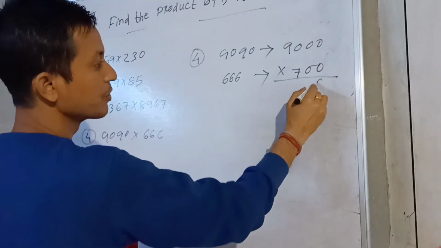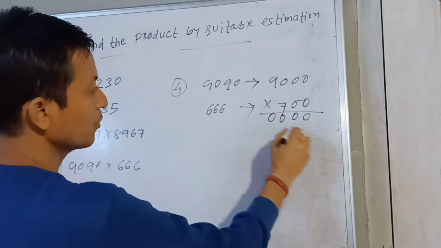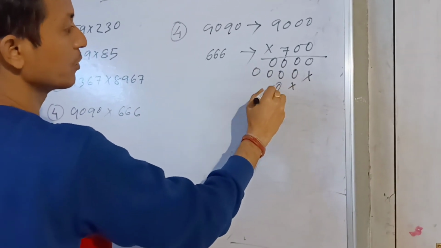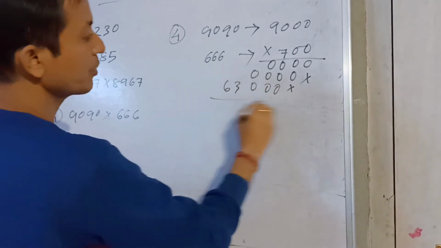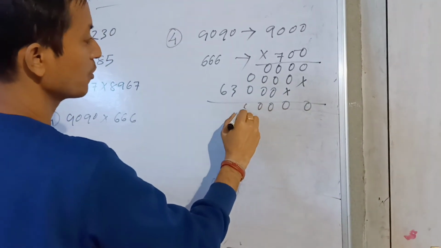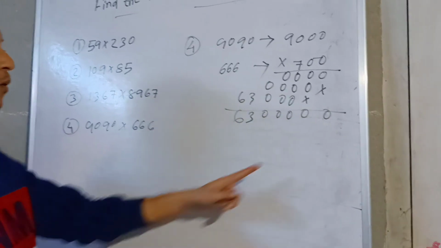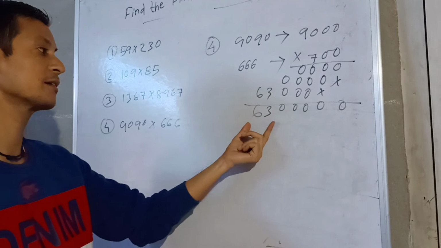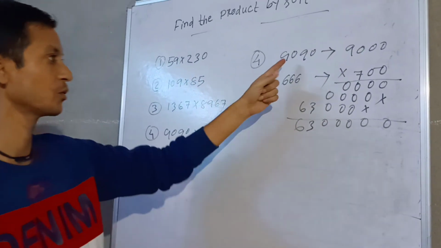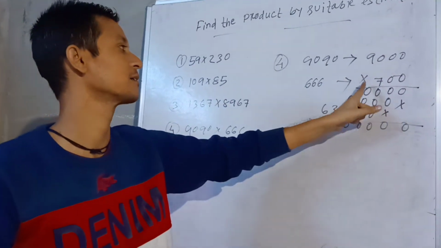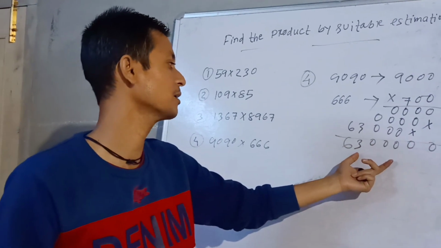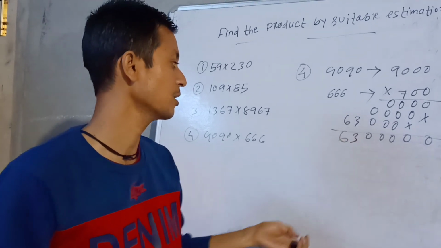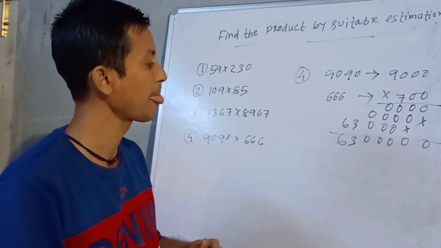So here 0, 0, 0, 0, here also 0, 0, 0, 0, here 0, 0, 0, 63. So 6 and 3 followed by zeros. 1, 10, 100, 1000, 10,000, lakh, 10 lakh. That means 63 lakhs. So here 9,000 and here 700, so you get 63 lakhs. Thank you.